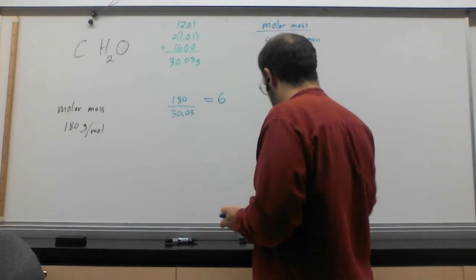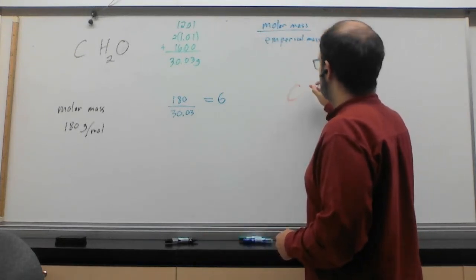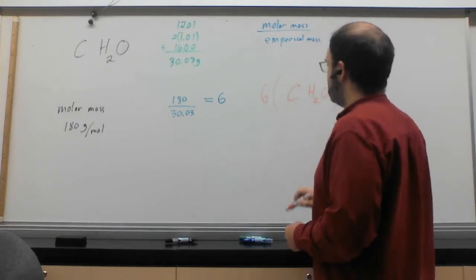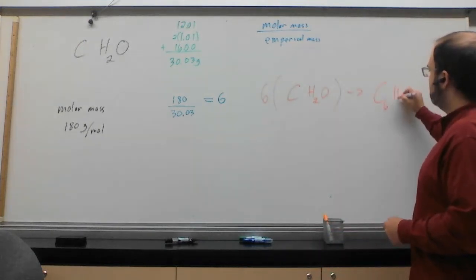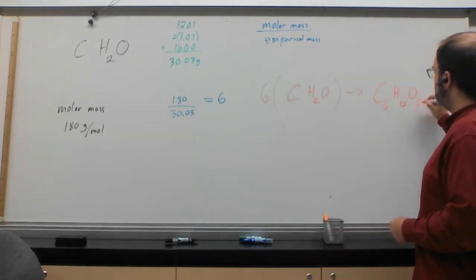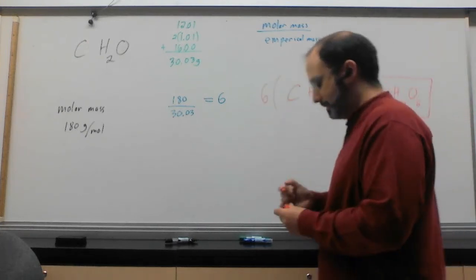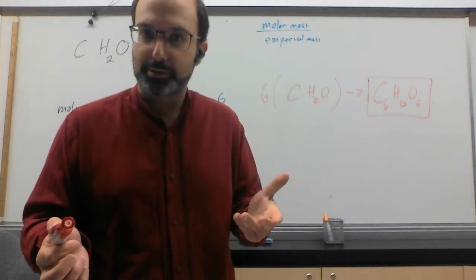Okay, well, if there are 6 of those fragments, that means I go CH2O and I multiply the whole thing by 6. So what am I going to get? I'm going to get C6H12O6. And there we go. This is the molecular or chemical formula for glucose.